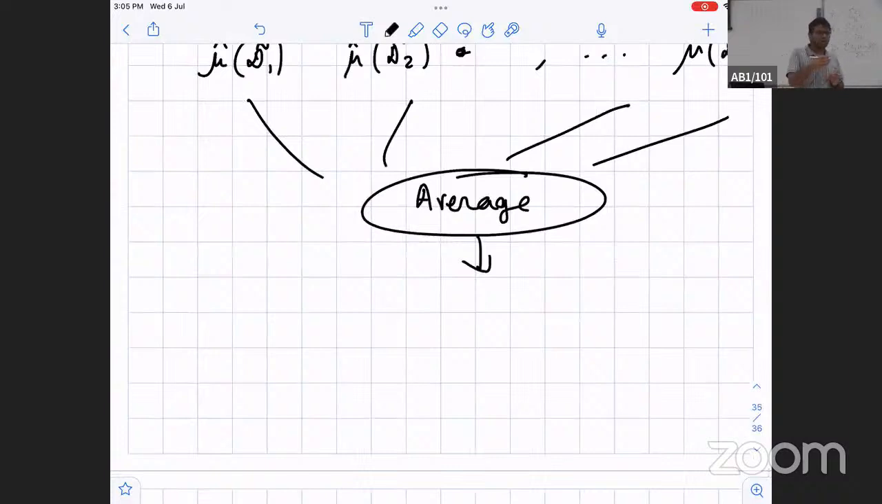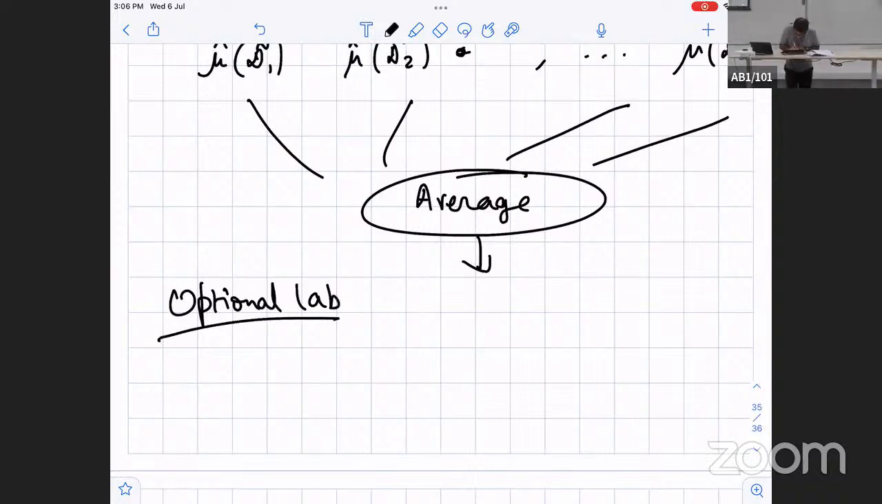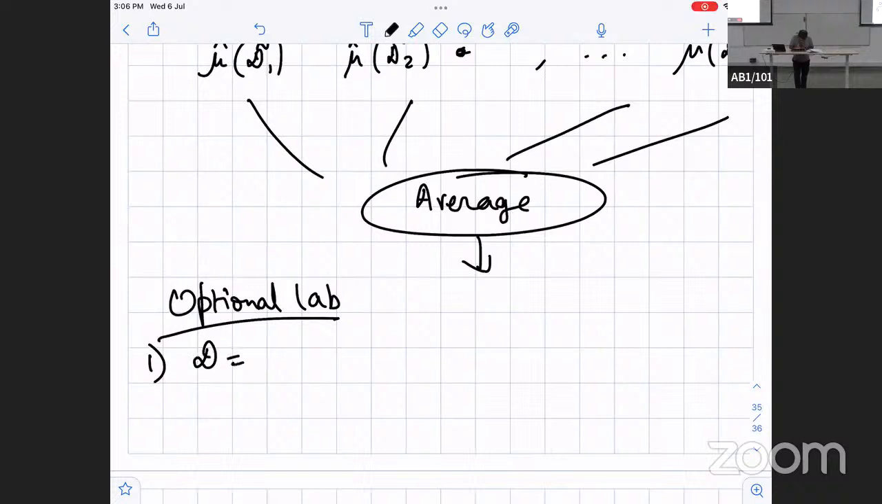So maybe if you have time, you can actually do one thing: you can simulate this. You generate 1000 coin tosses. From the 1000 coin tosses, you subsample and generate different training sets. Then try to compute what is the probability of heads you get in each of them, and plot the histogram. So maybe I can just say, optional lab. So what is that? One is, you have D, which is 1000 coin tosses.